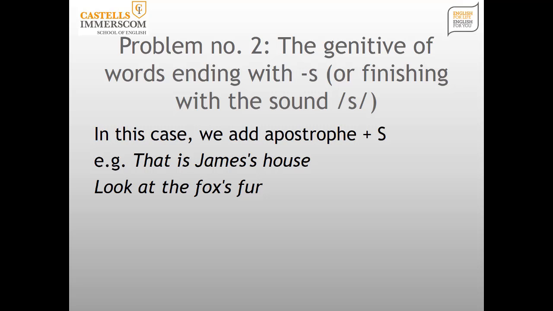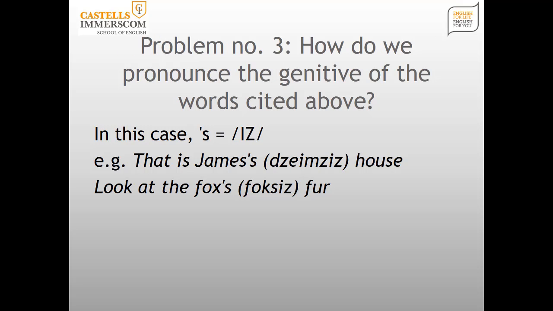Okay, so let's look at the last thing then. How do we pronounce it? So, in this case, S equals iz. That is James's house. Okay, look at the fox's fur. Okay, so the pronunciation of the S becomes iz to allow a nice smooth transition and to differentiate between James, which is the last sounding S, and the possessive form of James, James's house. Look at the fox's fur, okay? But obviously native people do it quite quickly.